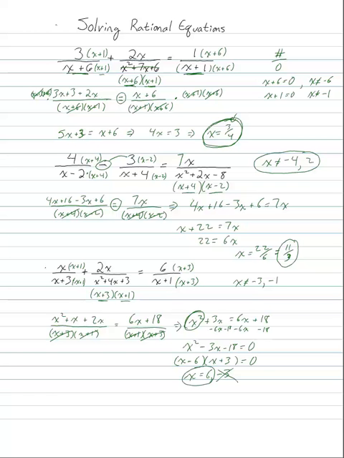If I tried to sub that in, I would get negative 3 over 0 plus negative 6 over 0 equals 6 over negative 2. Undefined plus undefined does not equal negative 3. So it's not a real answer. It doesn't give me anything real. So my only answer is x equals 6. Hopefully that made sense, and well, good luck.